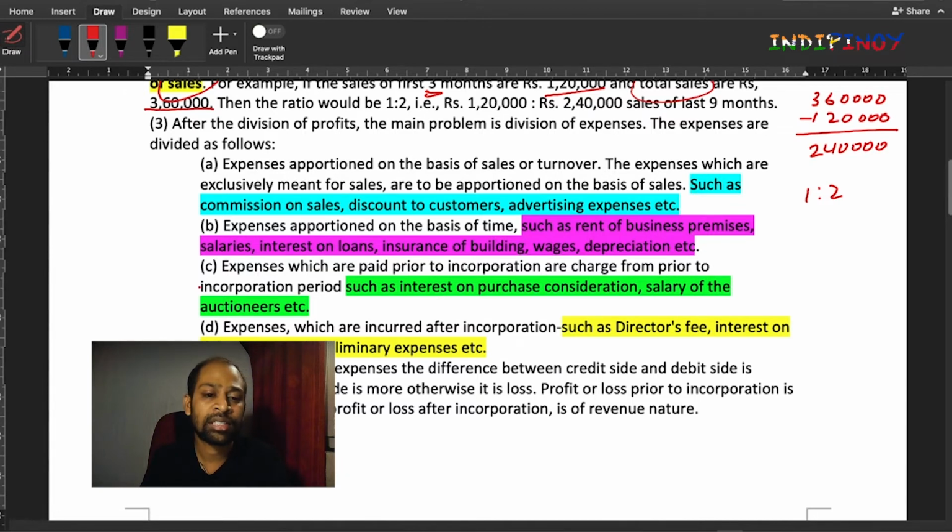The third part here is expenses which are paid prior to incorporation and any charge for the prior to incorporation period, like interest on purchase consideration, salaries of the auctioneers, and so on and so forth.